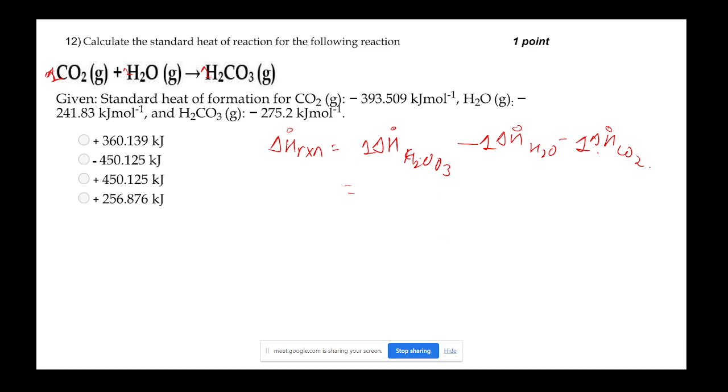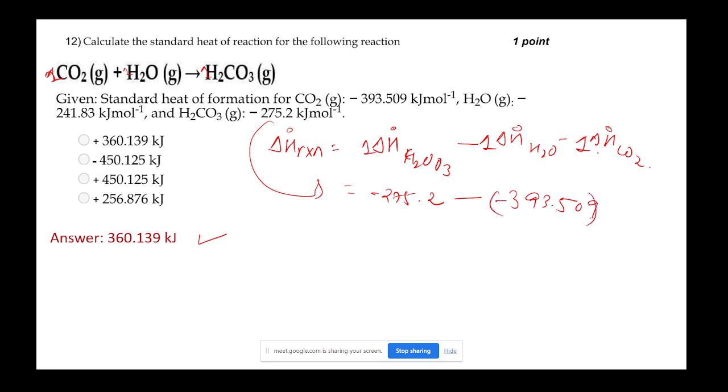If I substitute all the values of the standard heat of formation of each of these, then on solving I will get the standard heat of reaction for this reaction to be 360.139 kilojoule. Substituting these values: minus 275.2 minus minus 393.509, and since this is minus of minus, minus minus 241.83, this will come out to be 360.139 kilojoule per mole.